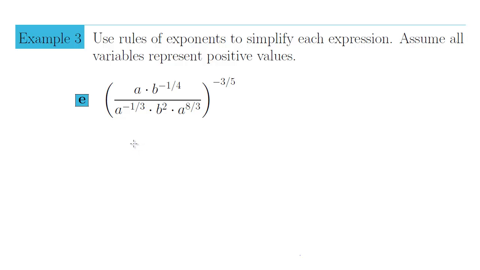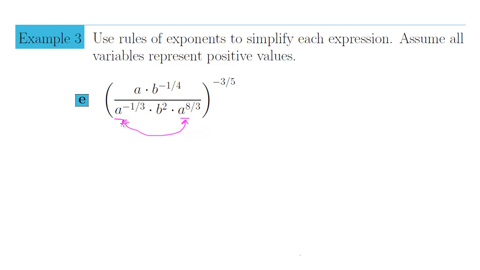Alright, so the first thing that I like to do is simplify what's inside my quotient first before I deal with my negative exponent on the outside. On the inside, I notice that I have two factors of a in the denominator, a to the negative 1/3 and a to the 8/3. And so my first step is going to be to combine these two together in the denominator.